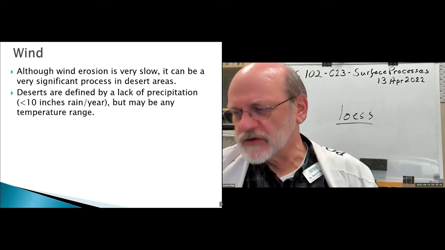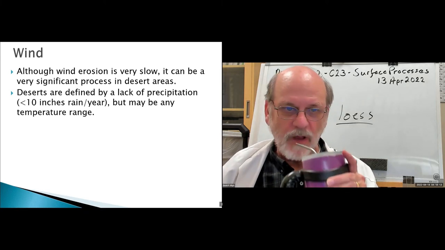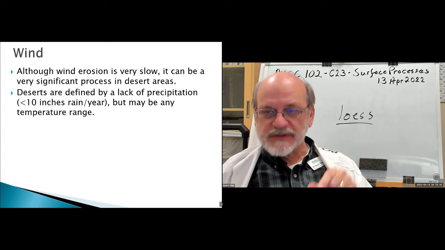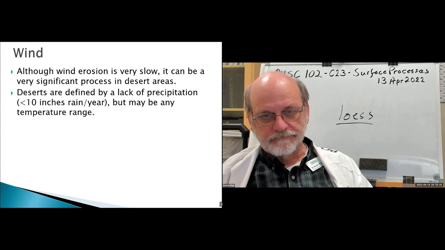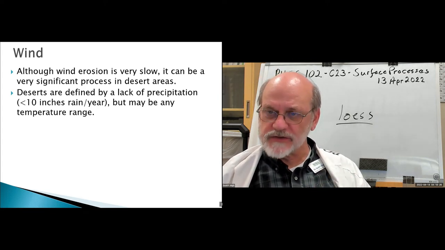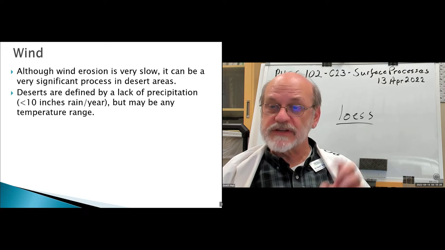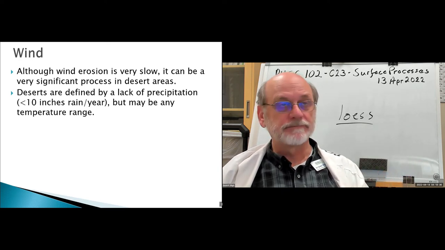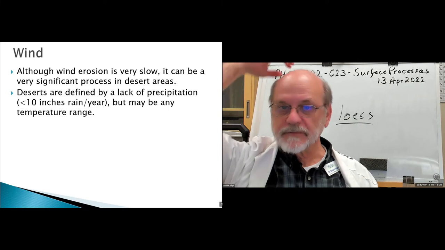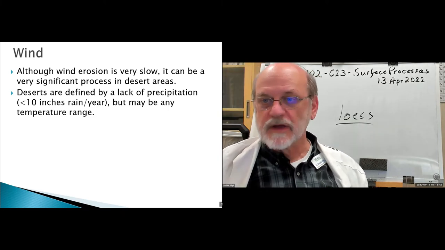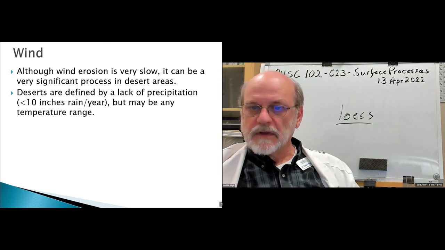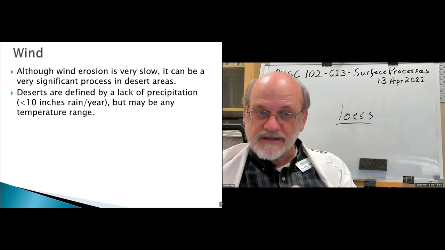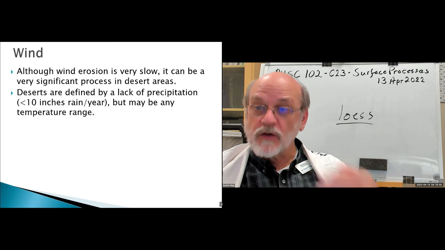Now, how do we define a desert, right? If we're going to talk about deserts, we need to know how they're defined. A desert is defined by the amount of precipitation, not by the temperature. So you can have a tropical desert where the temperatures are high. You can have a temperate desert where the temperatures are moderate, where we live now. Or you can have an Arctic desert where they're freezing temperatures 11 months out of the year. We define a desert based upon how much precipitation it gets. It gets less than 10 inches of rain or rain equivalent per year.